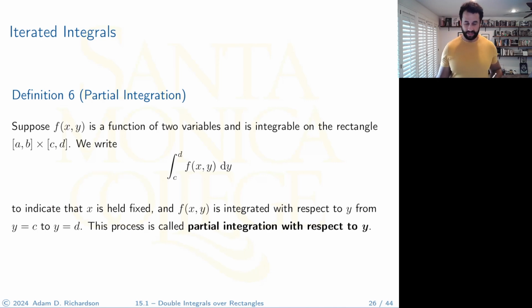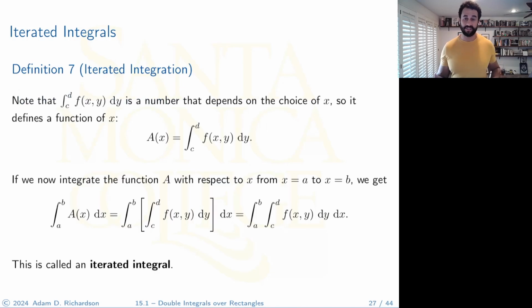Okay, all right. Now let's talk about iterated integration. So what is iterated integration? This integral we just saw a moment ago is just a number, but it's a number that depends on the choice of x. So we fixed x and then integrated with respect to y. That defines a function of x. So we can write this as a function of x and call it, a of x, for example. And we're going to say a of x is this integral.